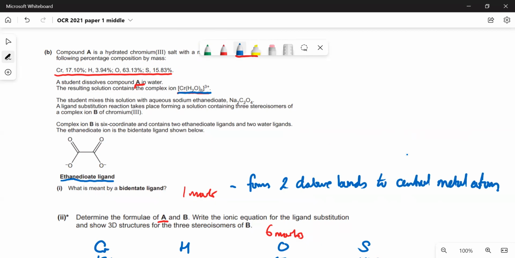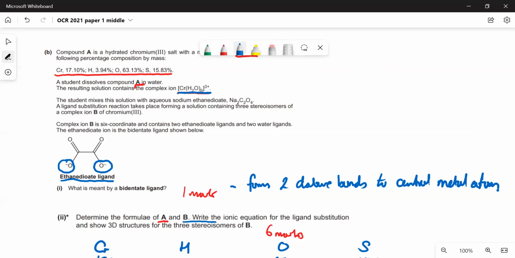And the reason why ethane dioate can do that is because look, you've got a lone pair on that oxygen there and a lone pair there. So each of those oxygens forms a dative bond to the central metal ion. Right, now we've got to determine the formula of B.